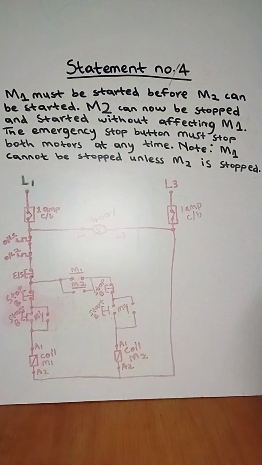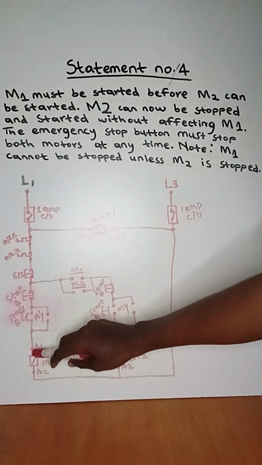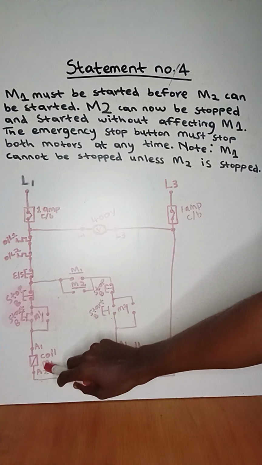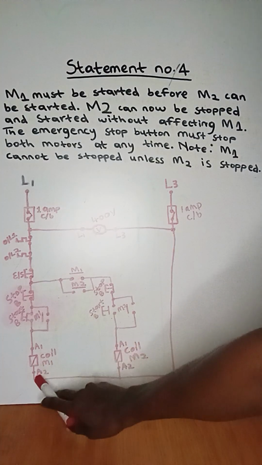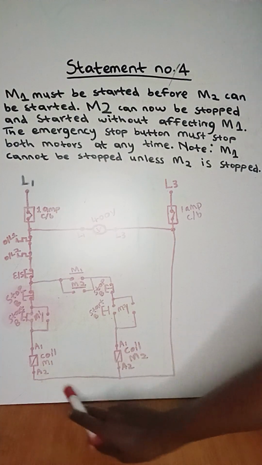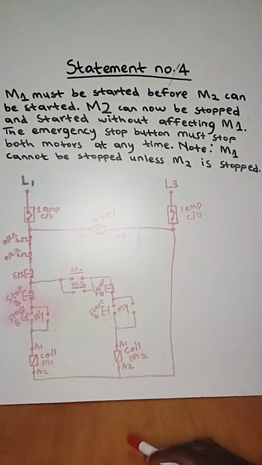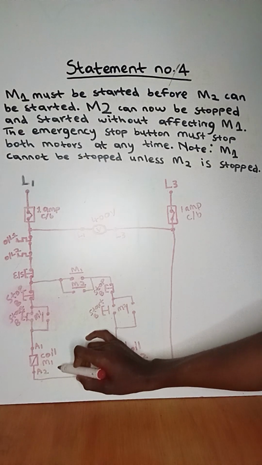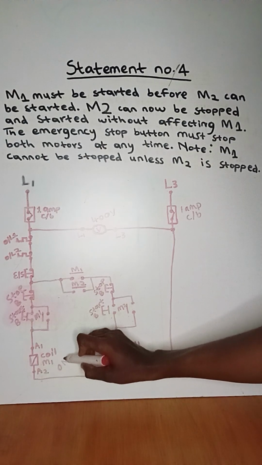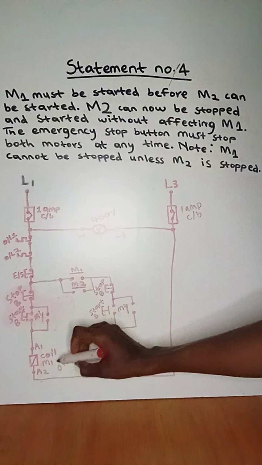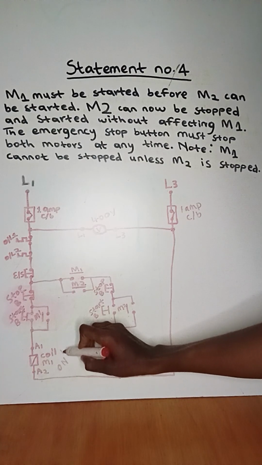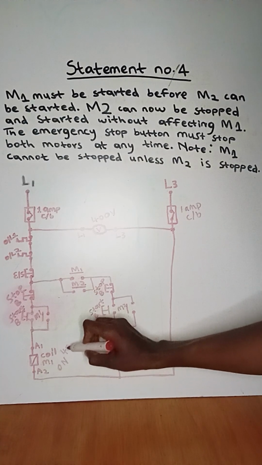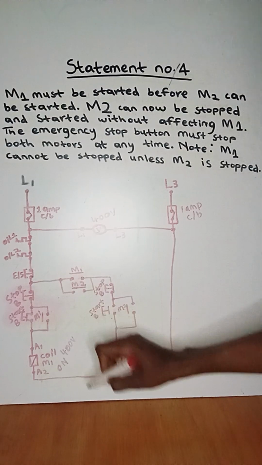And when it creates close contact, live current from live 1 will flow down all the way to A1 of coil of motor 1. And then from A2 of coil of motor 1, it also has live 3, which means my coil will be energized. So we will write on. So it will be energized with the voltage of 400 volts.